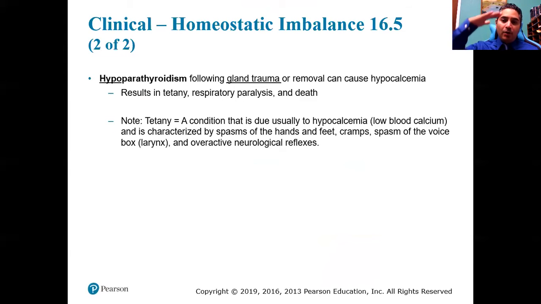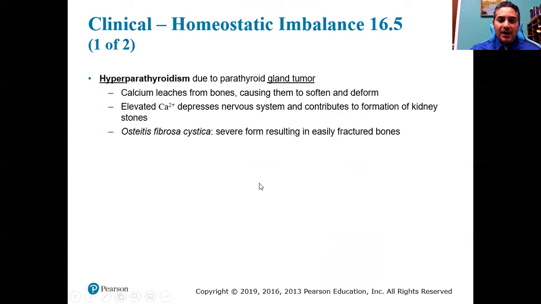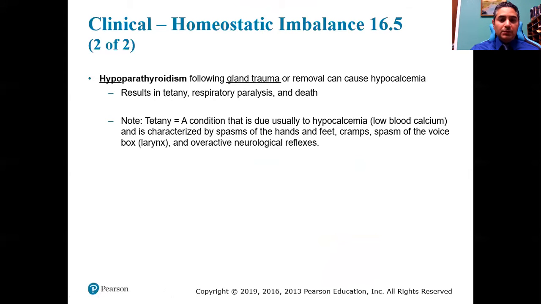Hypo, low, low, low. Not tumor, not gland tumor, not cancer. Low. So some sort of trauma occurred, or possibly maybe there was some sort of surgery done on the thyroid and you had some of the parathyroid glands removed, and as a result, you can have hypocalcemia, resulting in tetany, respiratory paralysis, and death.